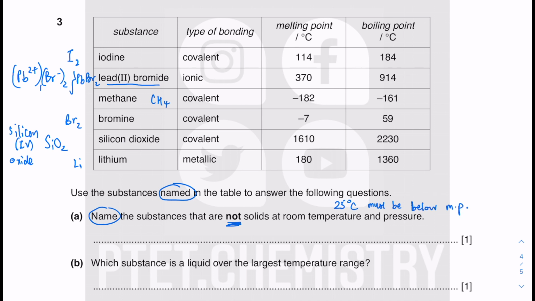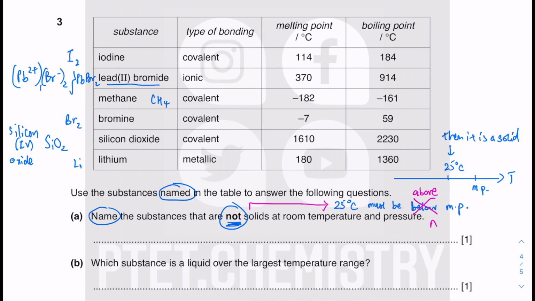Hang on, what am I talking about? Not solid. If I have 25 degrees Celsius here, and my melting point is here and 25 degrees Celsius is below it, then it's a solid. I want not solid. Therefore, this is wrong. I do not want it below. I want it above for it to be not solid. So 25 degrees Celsius must be above the melting point.